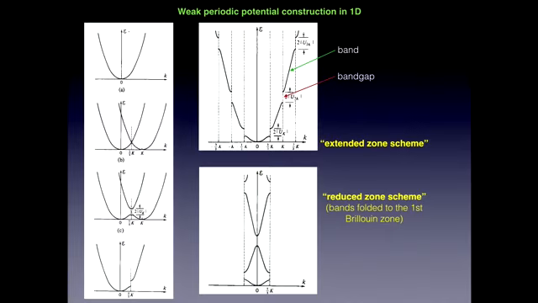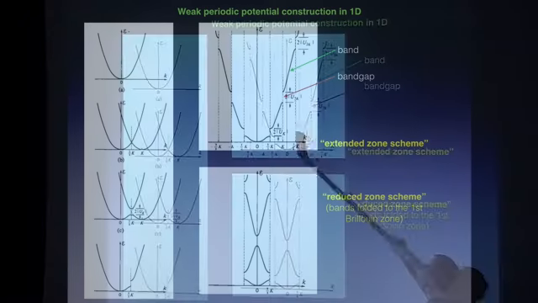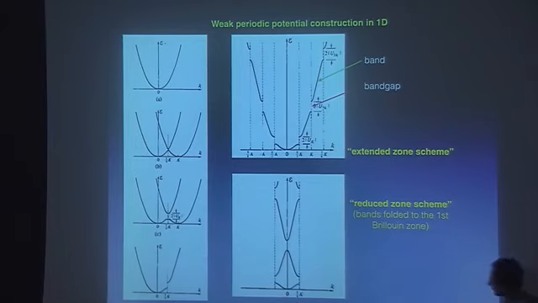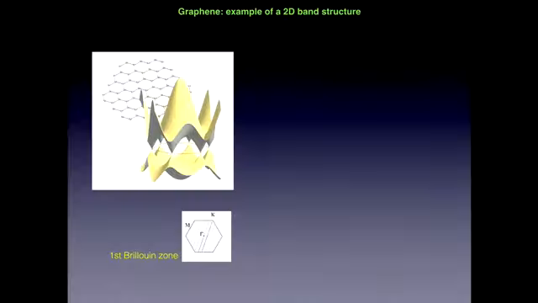It trades a description in which each state is uniquely labeled by a value of k into a description where k ranges in the first Brillouin zone. And then you have a multiply defined function. So these are the bands that would have index n equals 1, 2, 3, 4, and so on. Right? It's the same number of states, just plotted in a different way.